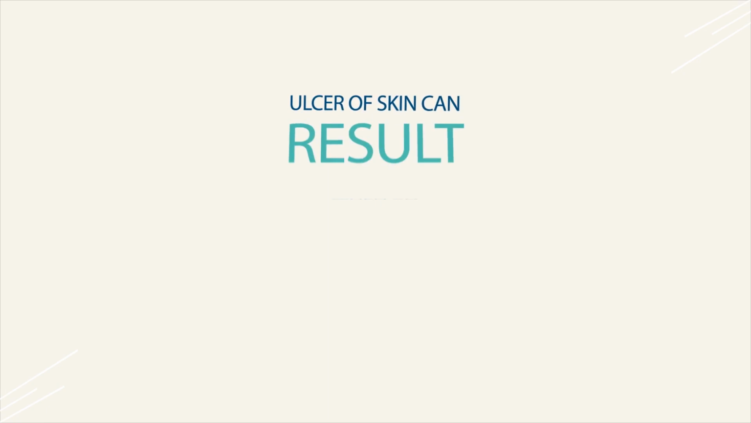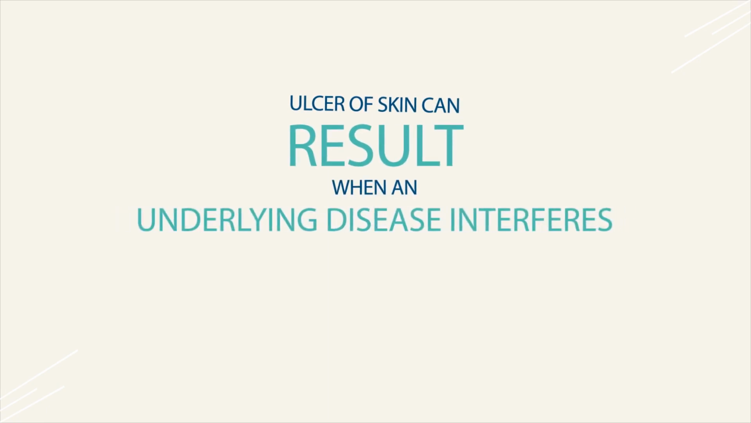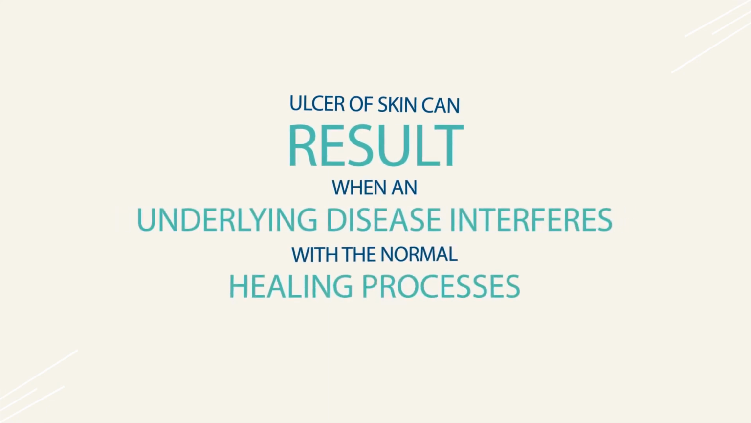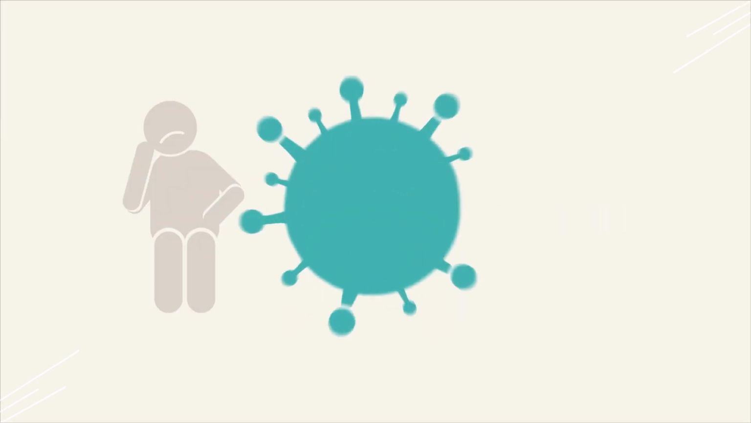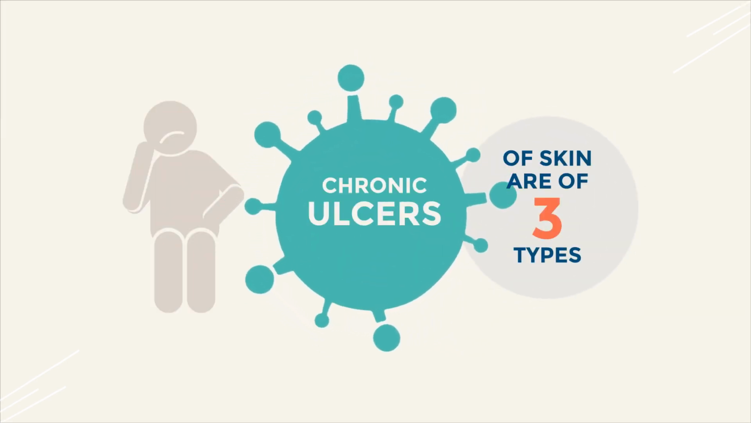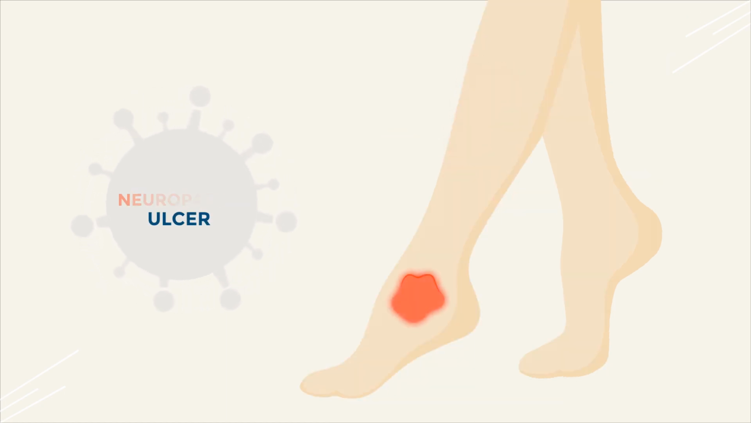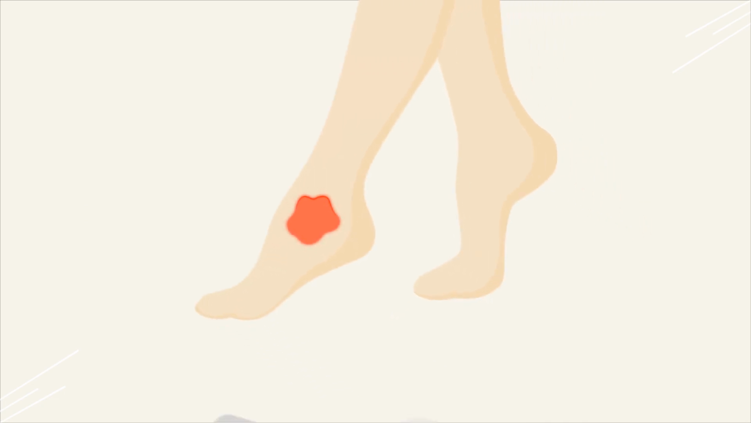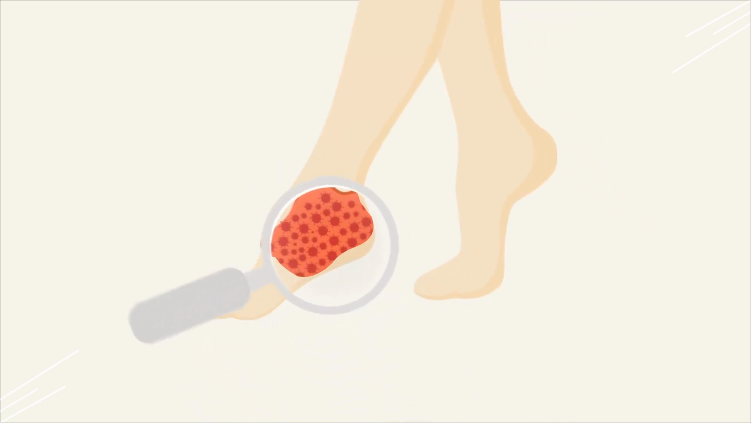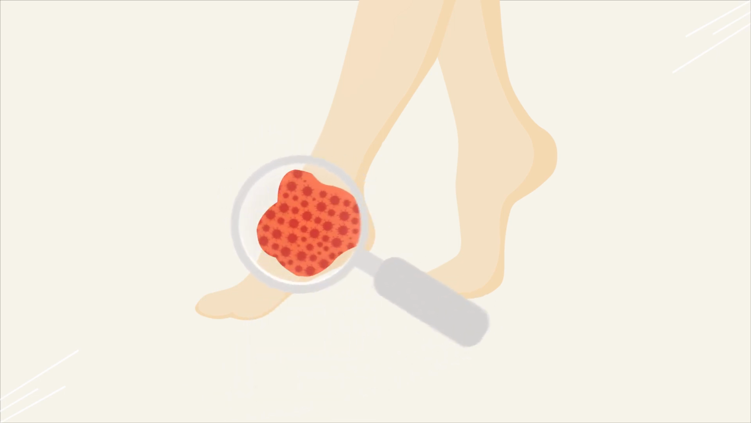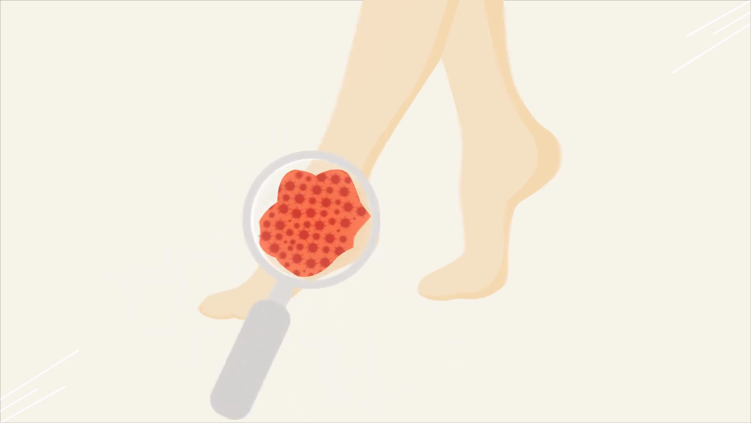Ulcer of skin can result when an underlying disease interferes with the normal healing processes of a lesion or wound. Chronic ulcers of skin are of three types: arterial ulcer, venous ulcer, and neuropathic ulcer. Effective treatment of chronic ulcer of skin is dependent on identifying the type of ulcer and underlying disease or diseases.